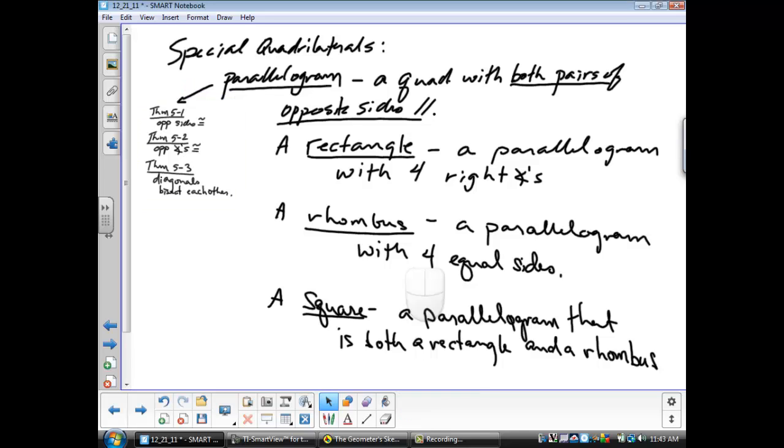Which means when we start talking about the properties of rectangle, rhombus, and square, we're already including these properties of parallelogram. The next theorems are going to be properties of just rectangles, or properties of just a rhombus, or properties of just the square. Since a square is both a rectangle and a rhombus, everything that's true for a rectangle will work for a square, and everything that's true for a rhombus will work for a square.